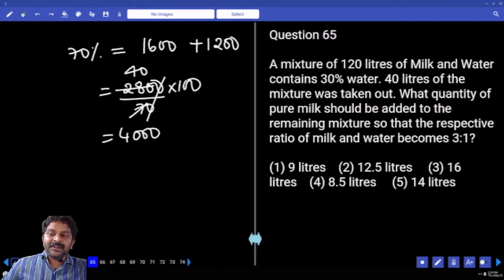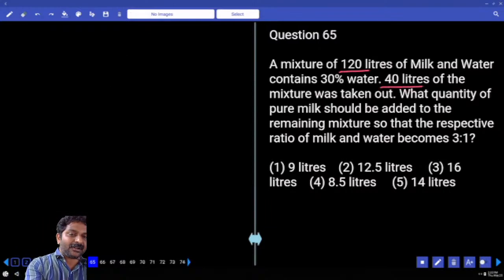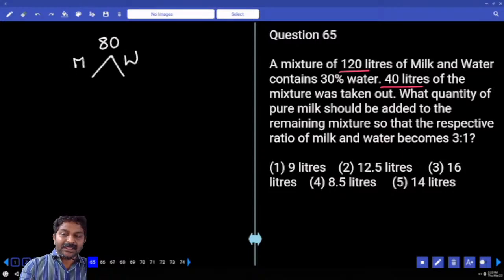A mixture of 120 liters of milk and water contains 30% water. 40 liters of this mixture is taken out. Out of 120 liters, if 40 liters is taken out, how much is left? In 80, we have milk and water. Even in this, water must be 30%, which is equal to 24 liters. Remaining 56 must be milk only.